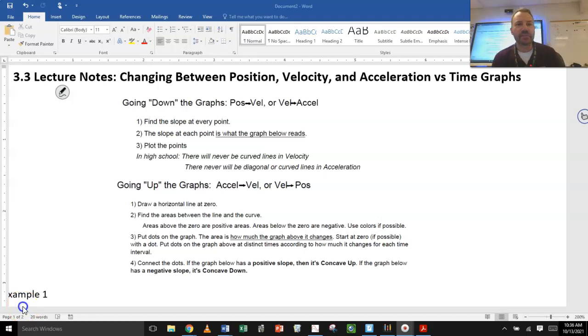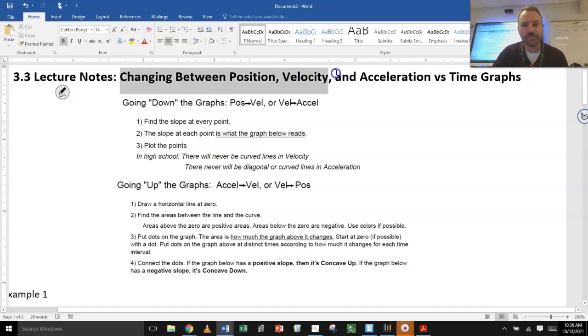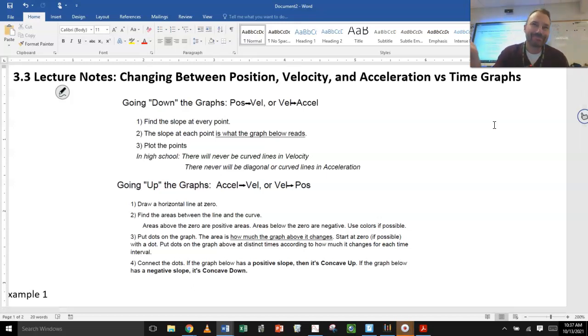Hey, physics friends, and welcome to lesson 3.3, part 2, which I've called Changing Between Position, Velocity, and Acceleration versus Time Graphs. The stuff that we're going to go through today is the most conceptually challenging. It's one of the top 3 for sure of the entire first semester.